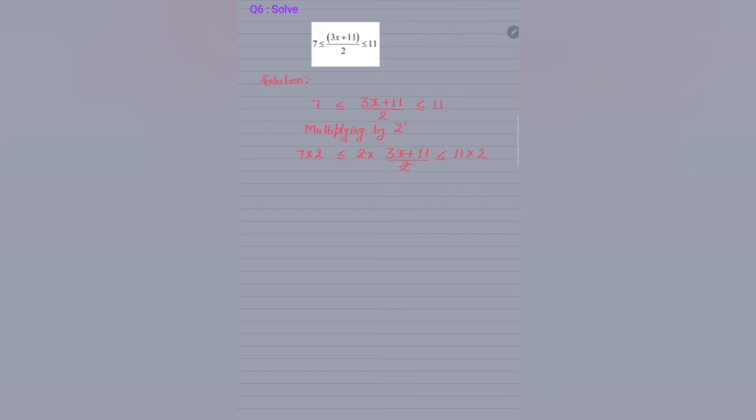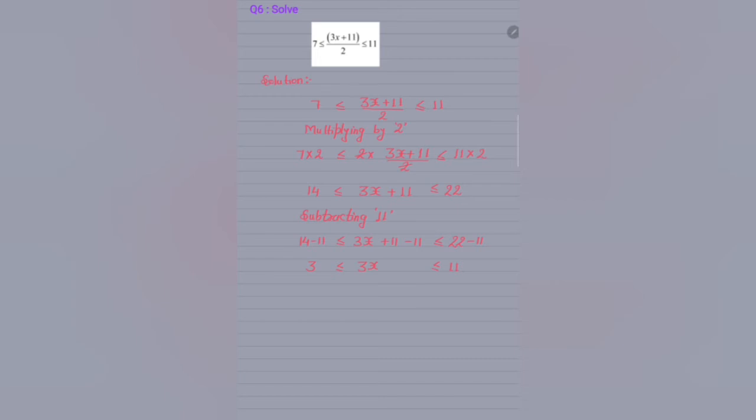Here you can cancel the 2 in the middle term. So 7 twos are 14, less than or equal to 3x plus 11, less than or equal to 22. Now subtract 11 from each term. So 14 minus 11 less than or equal to 3x plus 11 minus 11 less than or equal to 22 minus 11. So 14 minus 11 is 3, less than or equal to 3x, less than or equal to 11.